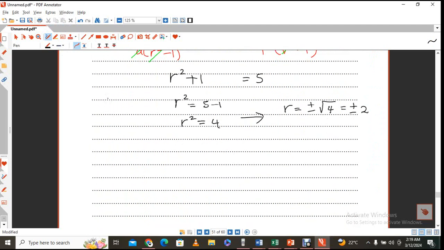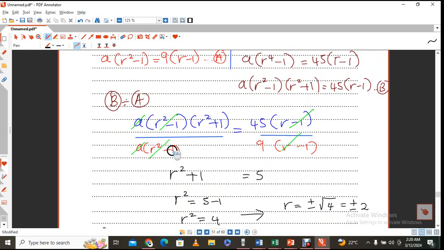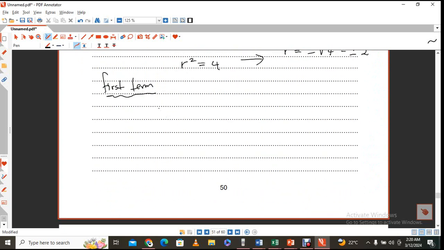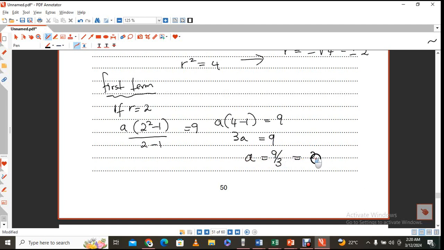Now, talking about the first term, I can now calculate it, so I'll be using the formula to find the first term. You can use any one, so I'll use s sub 2 equals 9. Very important that you do show these things step by step. So if r is equal to 2, that is a, in brackets, 2 squared minus 1 over 2 minus 1, which was 9. Well, that gives me a times 4 minus 1, which is equal to 9. That is 3a equals 9. Therefore, a is 9 divided by 3, and therefore a is equal to 3. So if r equals 2, that's what I have over there.